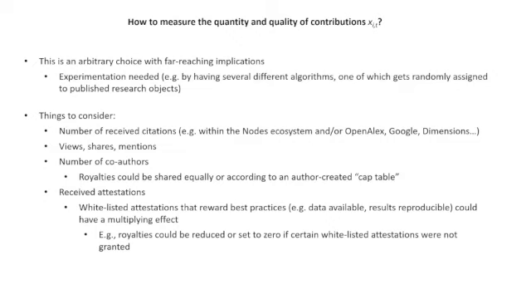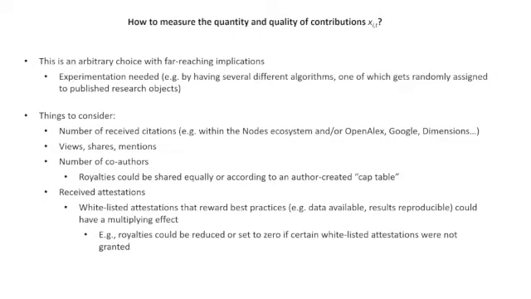So, things to consider for measuring contributions. First of all, the number of received citations. This could be within the nodes ecosystem, but we could also look at databases such as OpenAlex, Google, Dimensions, whatever. Second, we could look at views, shares, and mentions that happen on the platform. Third, we need to consider the number of co-authors on a research object. And the royalties could either be shared equally or according to some sort of author-created cap table. And then finally, the received attestations of the research object.